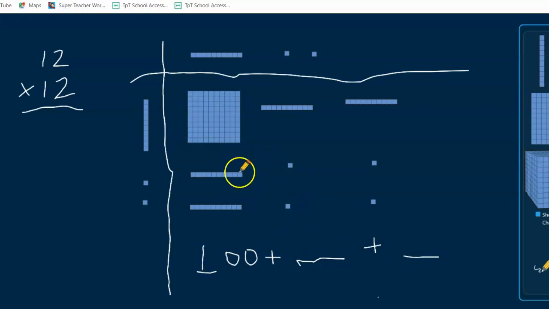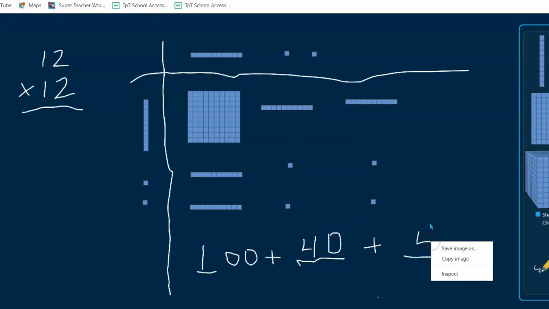We have 1, 2, 3, 4 10s. So that would be 4 10s is 40. We'll put that here. Then we have your 4 1s. 1, 2, 3, 4. So if we add those all together, we get the answer of 144.